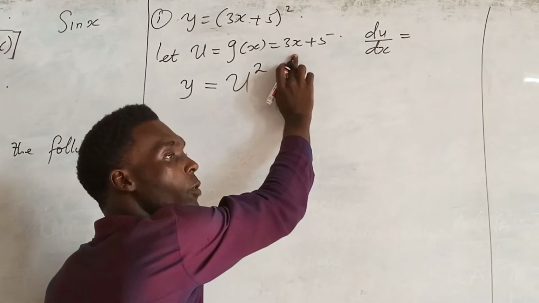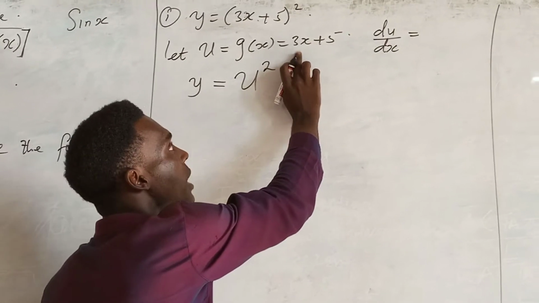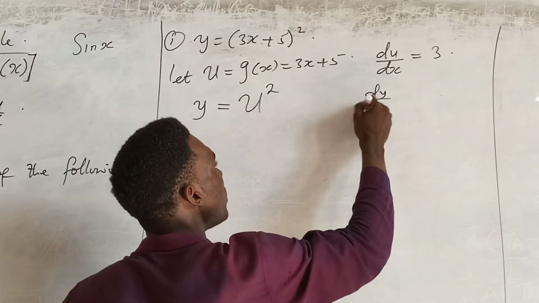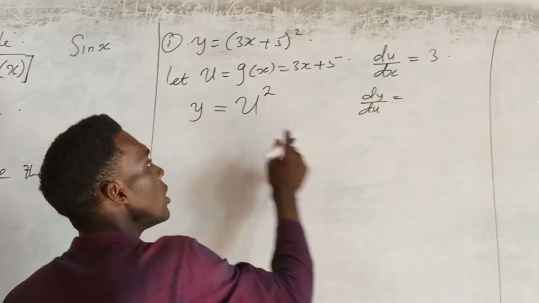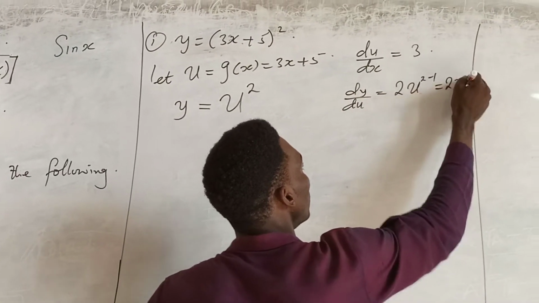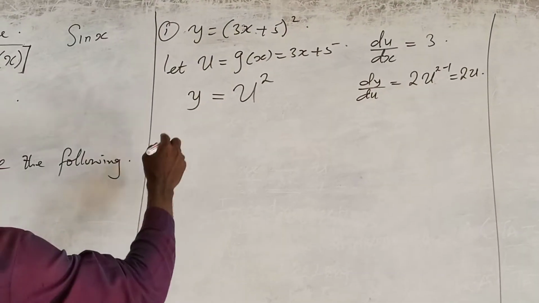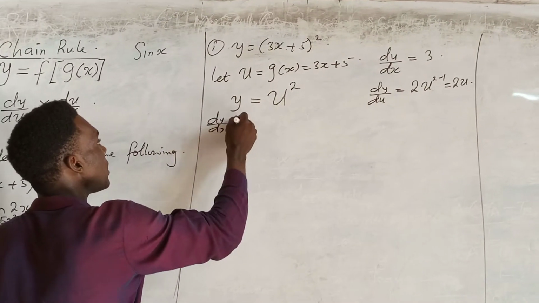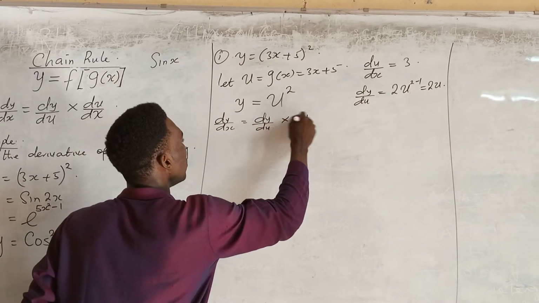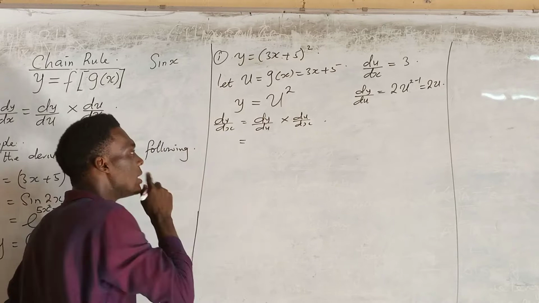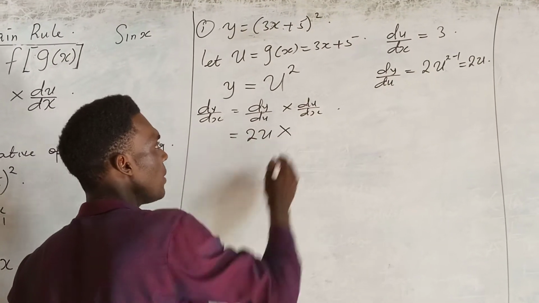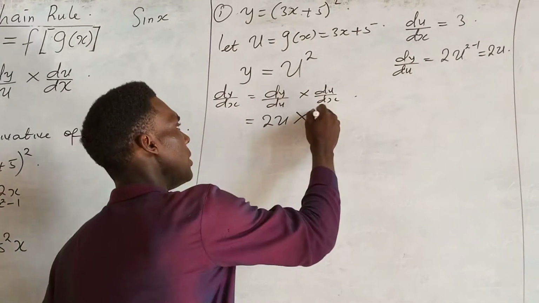We have explained how to differentiate a power function. This results in 3. Then if you differentiate y with respect to u, this results in 2u to the power 2 minus 1, which is 2u. Now the next thing is to apply the formula. The formula says dy/dx equals dy/du times du/dx. dy/du is 2u, multiplied by du/dx, which is 3.